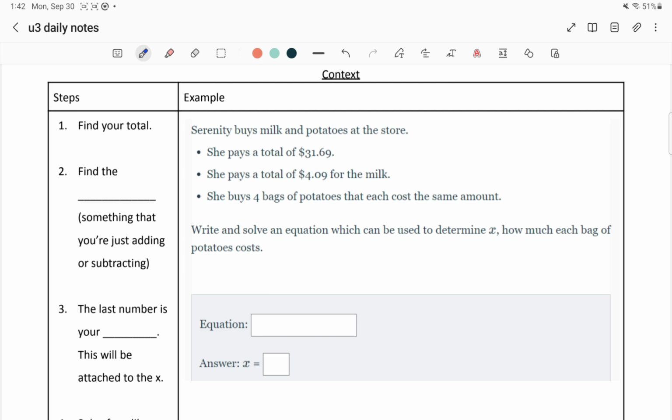Okay, now we're doing word problems. Thing is, word problems only ever end up being 2-step equations, which is awesome. More specifically than that, they always end up in the form of y equals mx plus b. So we need to think about what y, m, x, and b stand for in context. Okay, so first we need to say y is going to be my total.